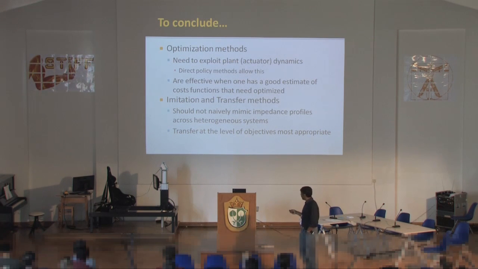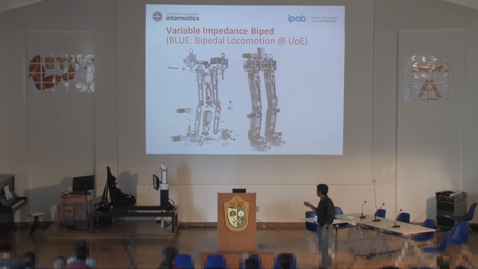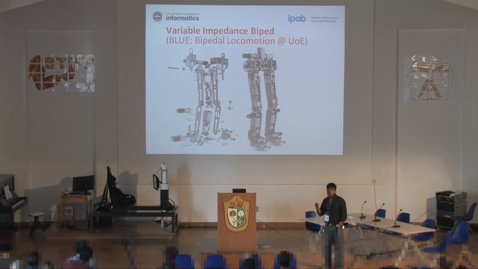Okay, so I want to finish with that and just point you to two other pieces of work that I'm not going to talk about, but I'm putting this up because people who are working on that are here. One of the things that we're working on at Edinburgh is a variable impedance biped, which has the ability to vary positions, stiffness and damping at the three joints. This is very much in its infancy, so we're working on this.